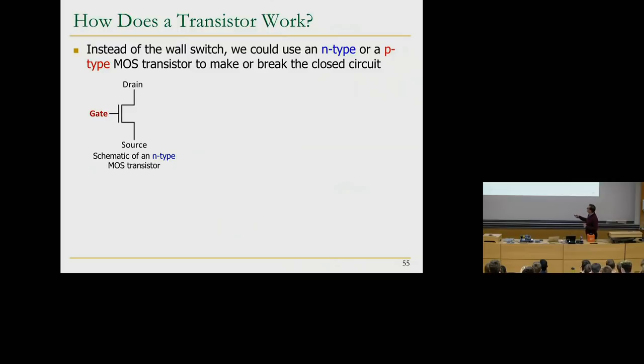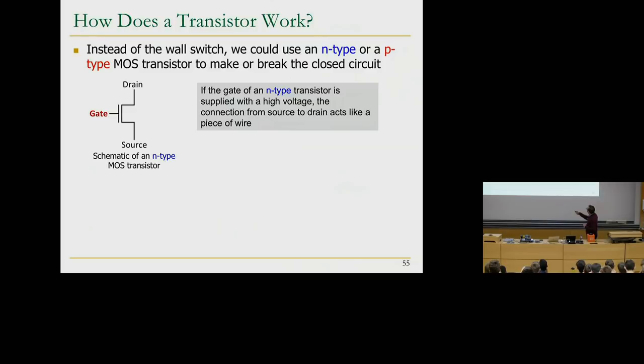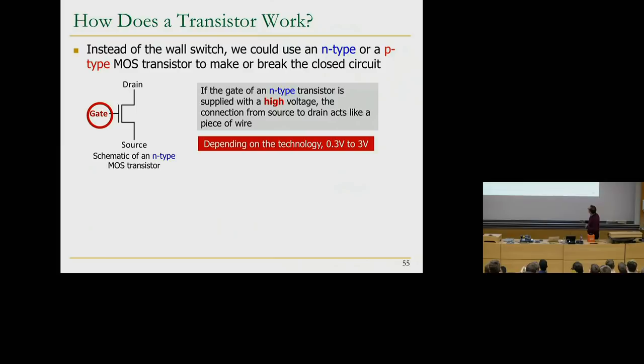Basically, this is a schematic of an N-type MOS transistor. If the gate of an N-type transistor is supplied with high voltage, as I said earlier, just to reiterate, the connection from the source to drain acts like a piece of wire. So you get a closed circuit in that case. So electrons flow from the source to the drain. Depending on the technology, that voltage could be different. We're not going to go into exactly what that voltage is.